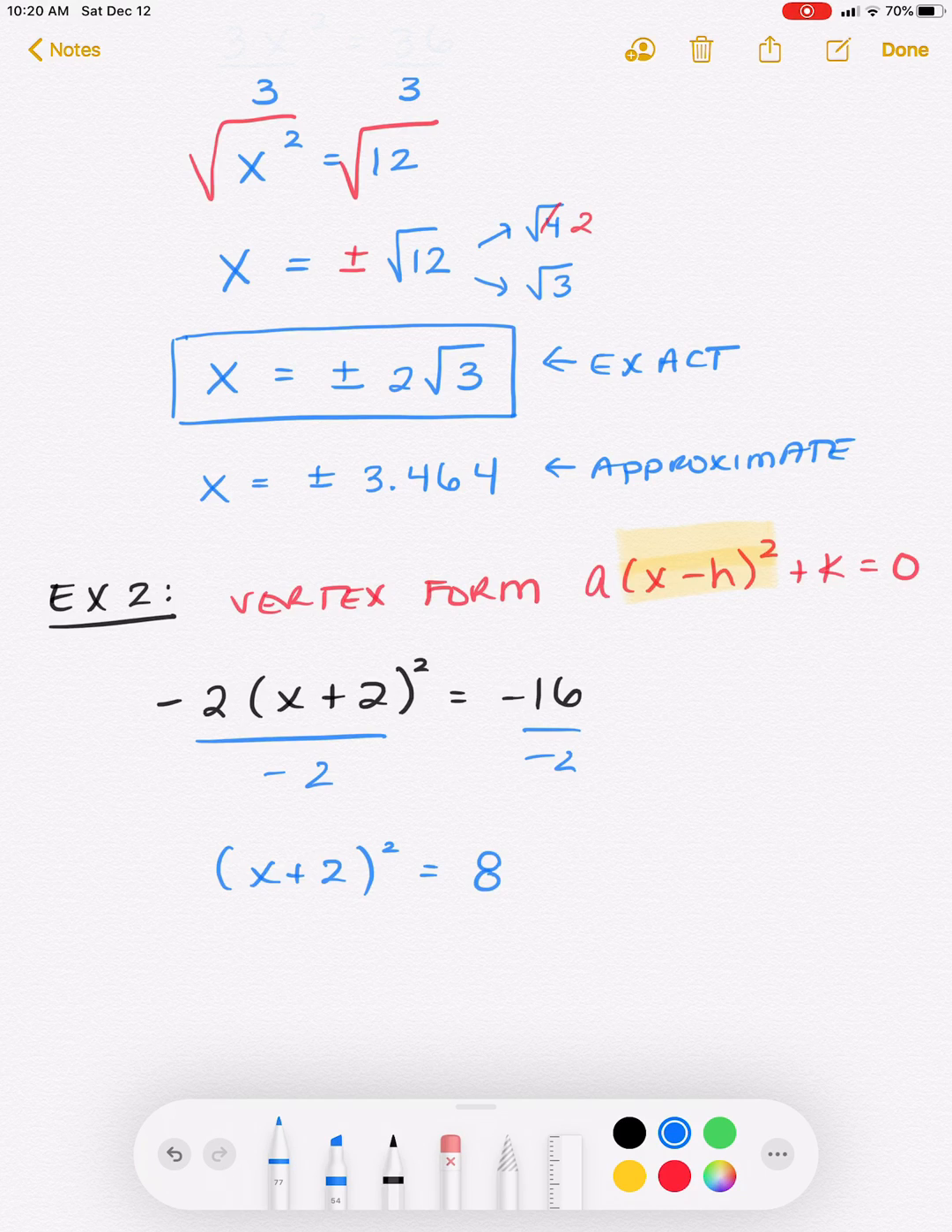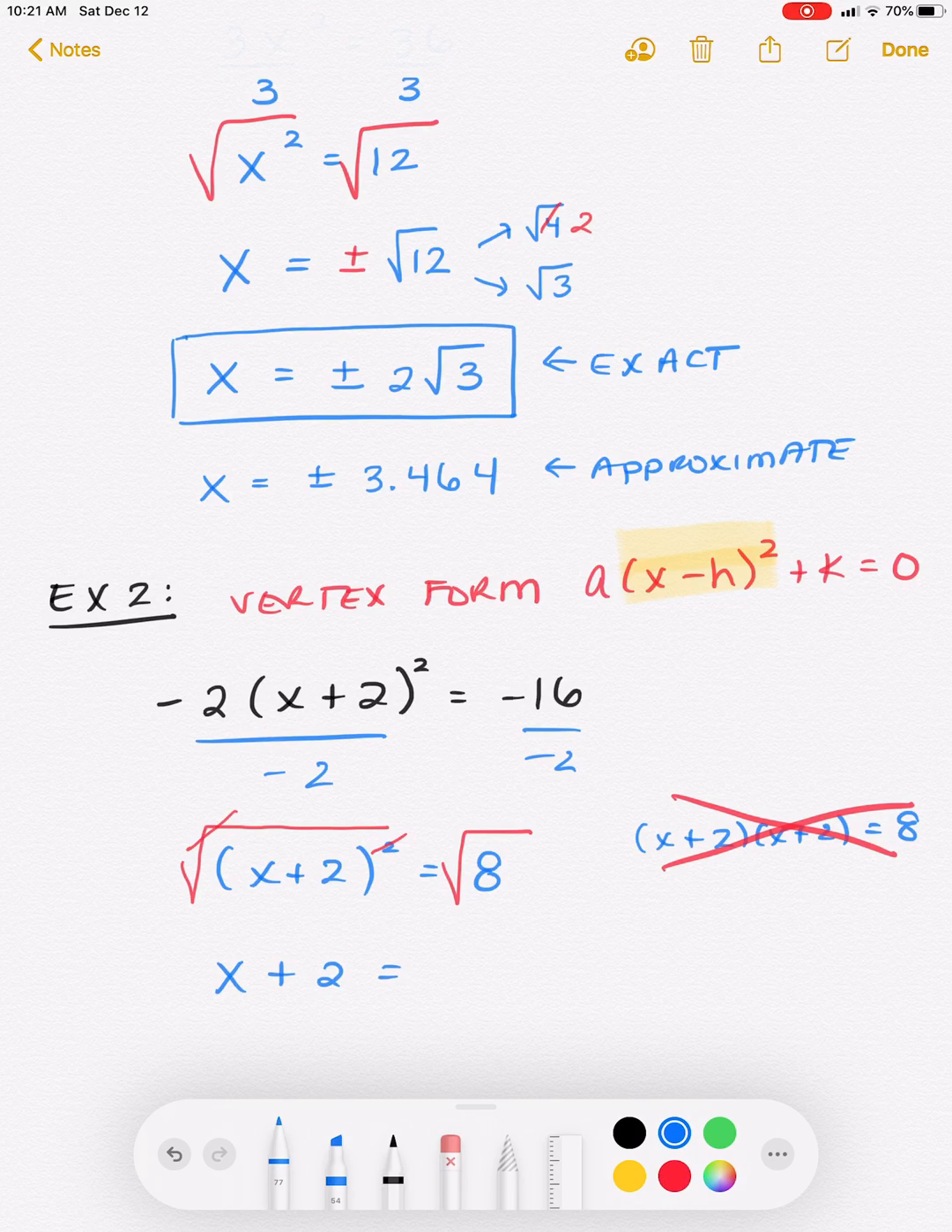The temptation is going to be to expand out the x plus 2 and the x plus 2, and I'm going to tell you right now, don't do it, okay? You're going to make the problem harder. You're not going to be able to solve it. You're going to get stuck. Instead, we're going to undo the squared by square rooting both sides. And the square and the square root cancel, and now we have x plus 2 equals. As soon as we square root, it's plus or minus the square root of 8, okay?